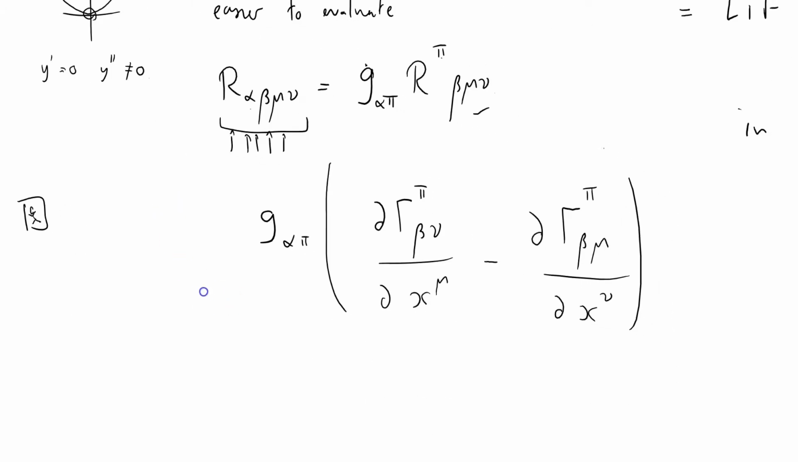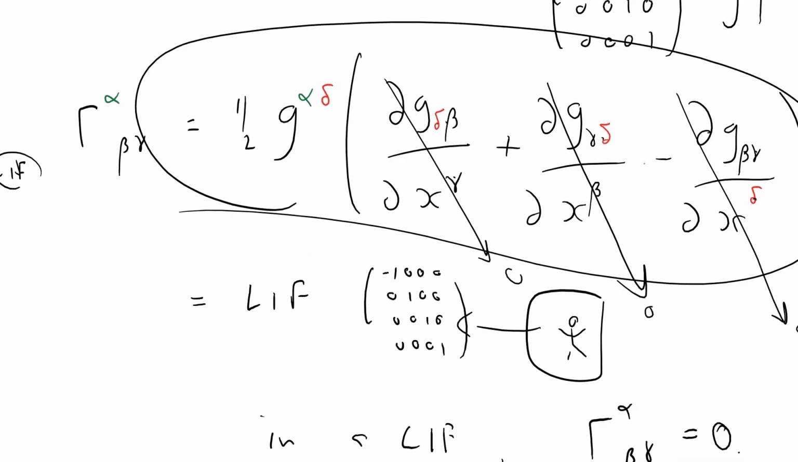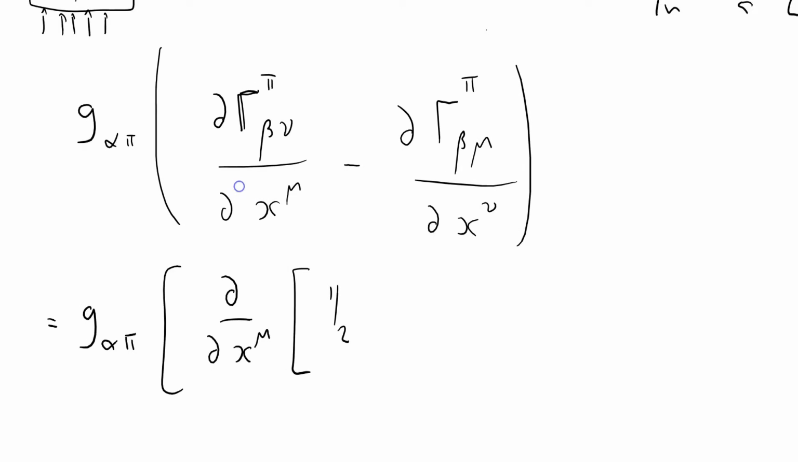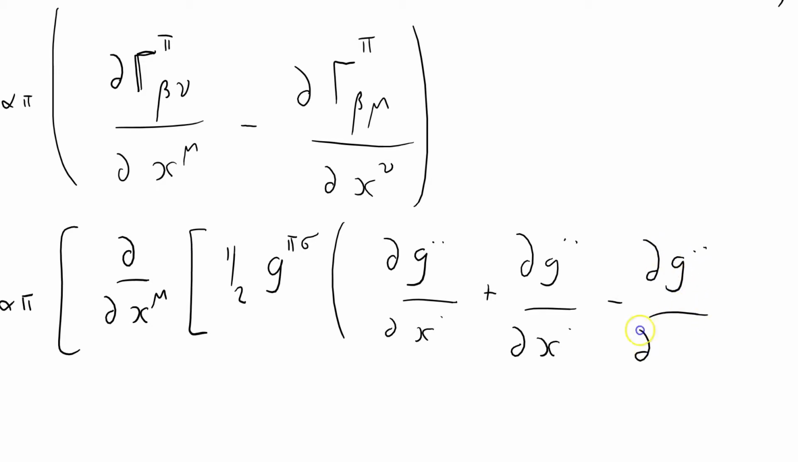Alright, well let's just get on with it. Equals G alpha pi, and I'll do it in 2 halves. Di by di x mu of. Remember, this is a local inertial frame, so I don't need to worry about the difference between colons and semicolons. A half. I'm going to expand the Christoffel symbol here using this formula, which I had to remind myself of. G, superscript pi, I need to sum on something which is going to be a sigma, times di G, plus di G, minus di G.